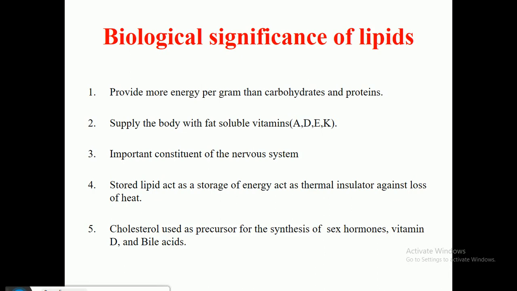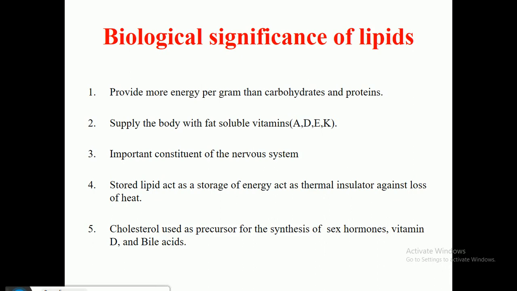Lipids supply the body with fat soluble vitamins like vitamin A, the retinols, vitamin D, cholecalciferol, vitamin E, also called tocopherols, and vitamin K. All these vitamins are provided by lipids. So lipids play a very important and key role in your balanced diet.